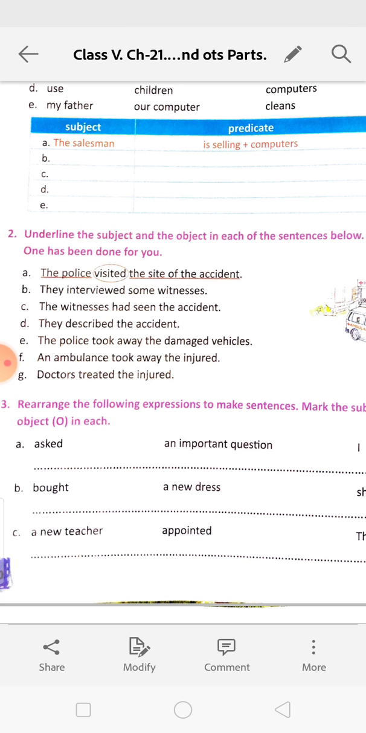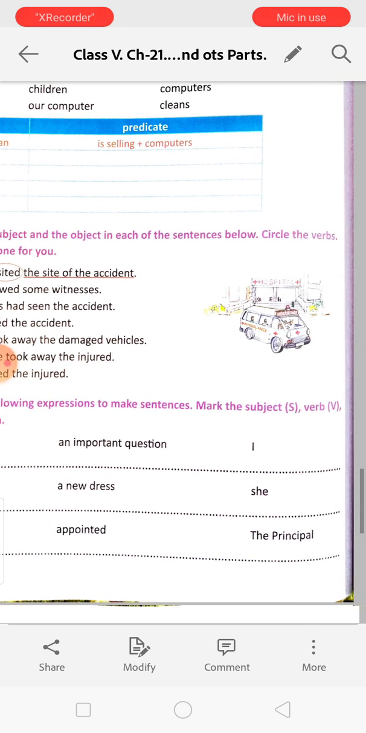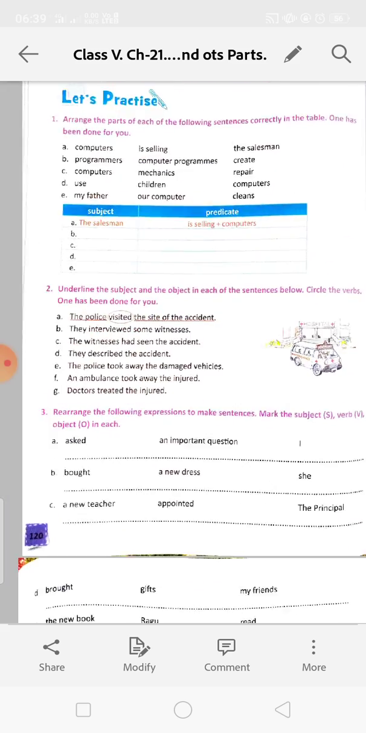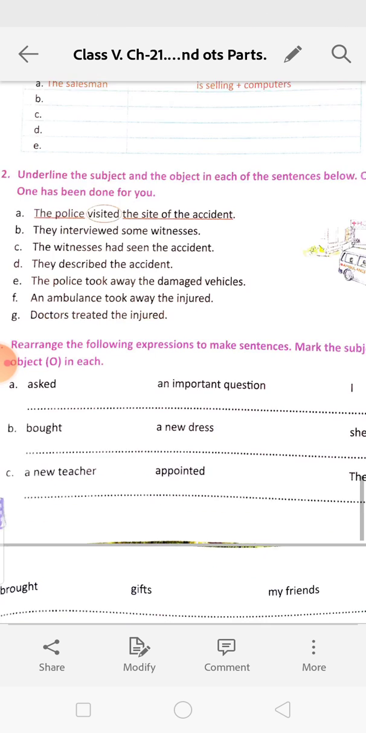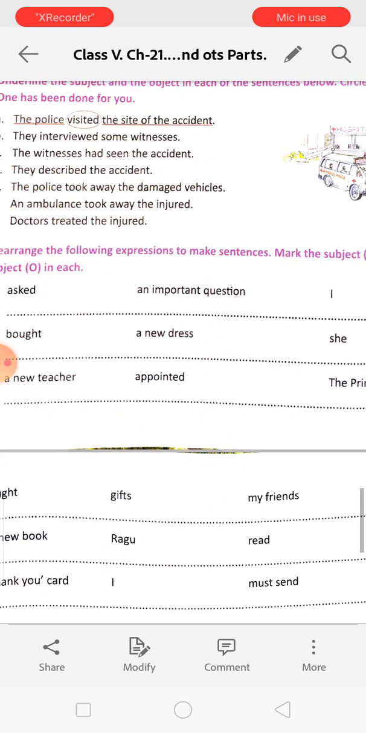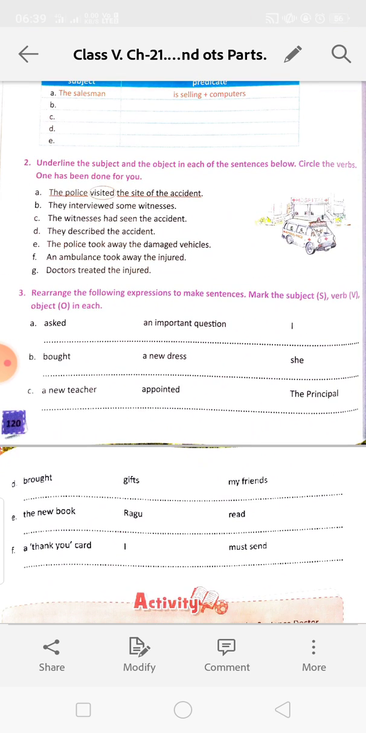Rearrange the following expressions to make sentences. Mark the subject, verb, and object. See. Asked an important question, I. I asked an important question. I is the subject, asked is the verb, and an important question is the object. Bought a new dress, she. She bought a new dress. She is the subject, bought is the verb, and a new dress is the object.